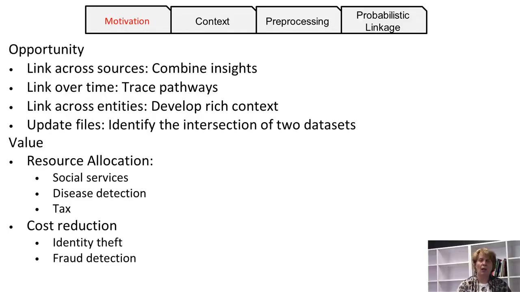You can also link across entities. So for example, if you're looking at my pathways, you might be interested in the role of geography, access to transportation and so on. So you've got information about me as an individual, you've also got information about my geography, so I might want to link across geography or my firm and get more information about that.